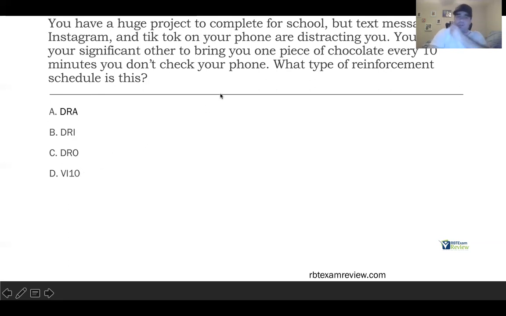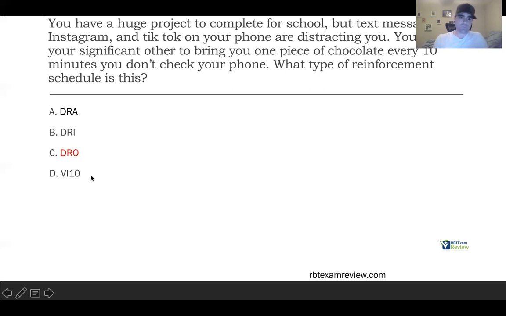So, first thing we're doing when we look at differential reinforcement, are we looking at two different behaviors where we're reinforcing one and putting one on extinction? Or are we looking at the absence of a behavior? Remember, DRA and DRI involve reinforcing one behavior, putting another on extinction. That is differential reinforcement. DRO involves reinforcing in the absence of a behavior, when a behavior is not happening. So, what are we doing here? We're reinforcing every 10 minutes you're not checking your phone. So, in the absence of you checking your phone, you're getting reinforced. Therefore, it has to be DRO, right? No matter what you're doing, if you're not checking your phone every 10 minutes, you're getting reinforced.